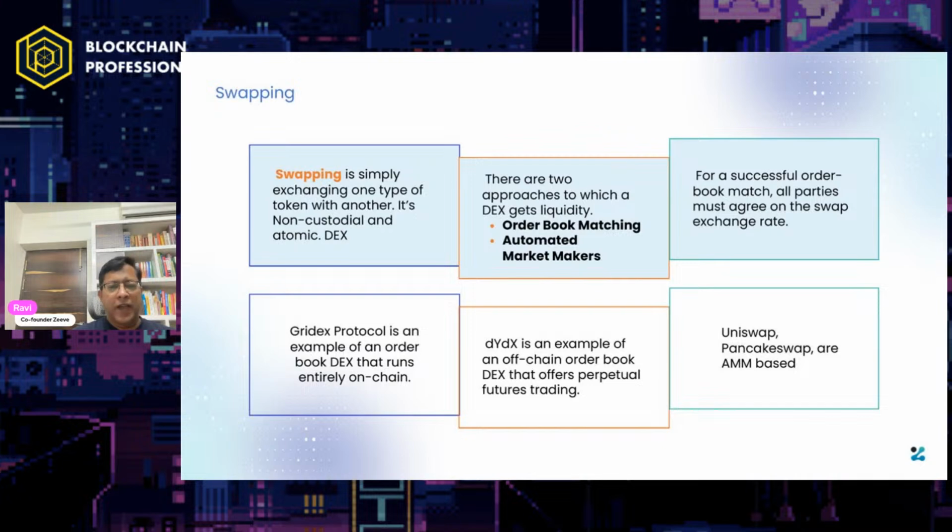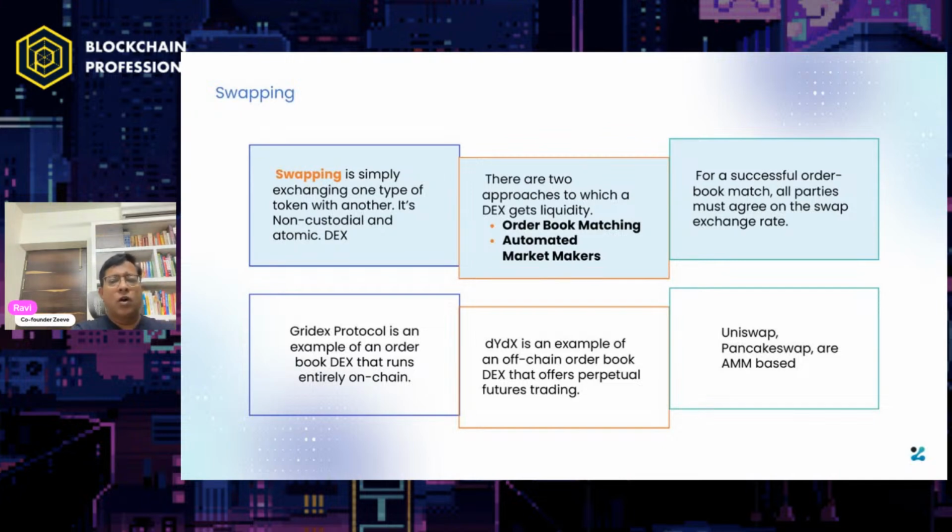There are primarily two mechanisms today. One is the order book matching based mechanisms. Second is the automated market makers. We'll just briefly touch upon these two, but in the subsequent webinars, we are going to get deeper into topics like decentralized exchange. In order book matching, there are buy orders and sell orders, and they are matched with each other.